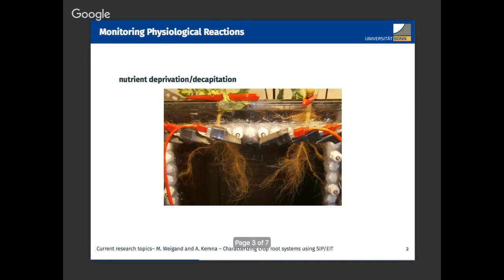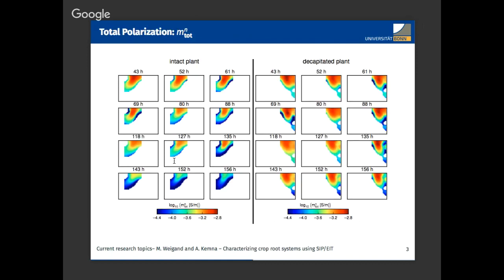On the other side, as a comparison, we decapitated the right plant to see what happens if we disturb the functions of the plant system. So if we stop any large-scale translocation of nutrients or ions, and if we stop water flow in the plant, it turned out the root can retain its polarization signature over quite a longer time. At one point it will decompose, but that will take weeks. So we think this is pretty nice evidence that we are sensitive to physiological changes within root systems using SIP and EIT measurements.